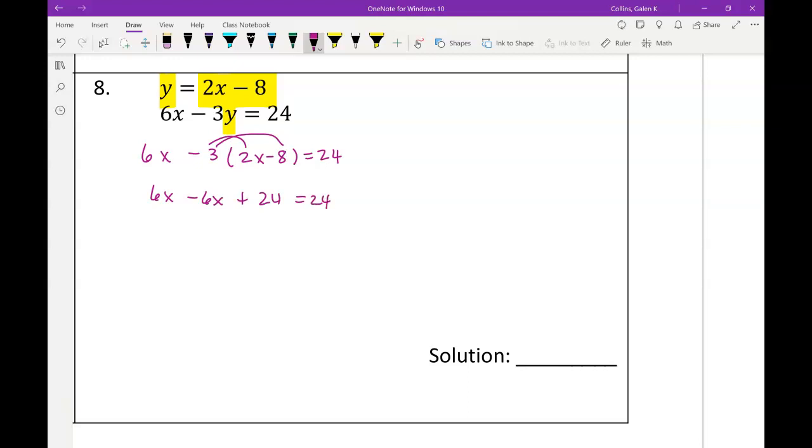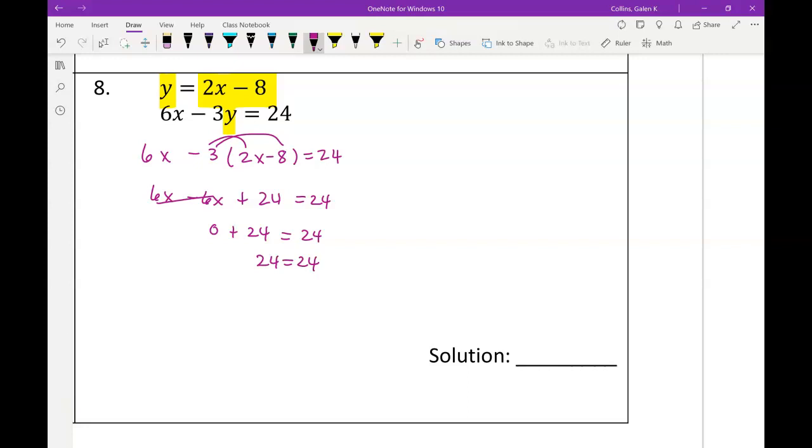All right, so we get 6x minus 6x plus 24 equals 24. So as we can see, something similar happens here. 6x minus 6x is 0. And we get this statement that 0 plus 24 is 24.